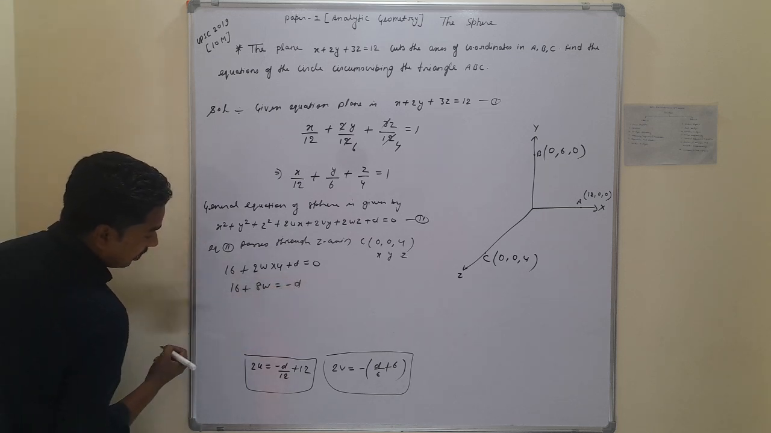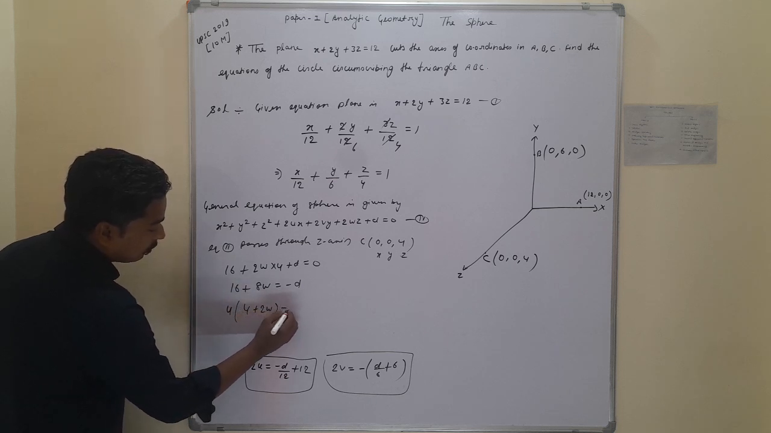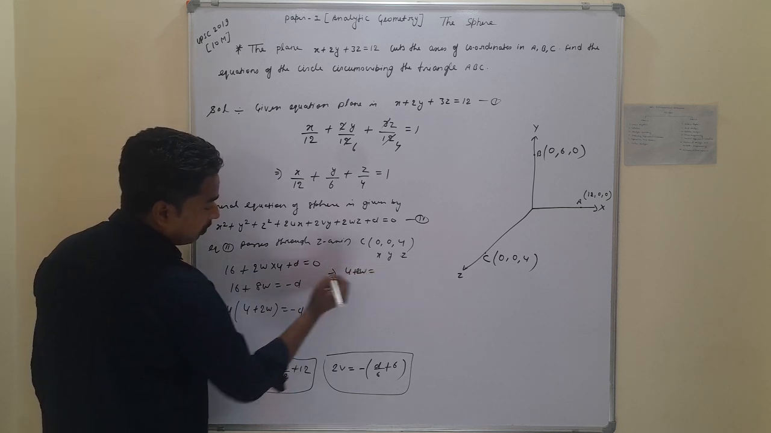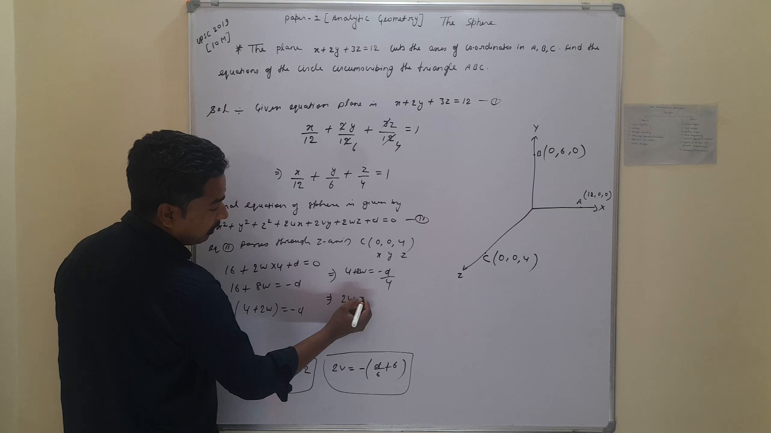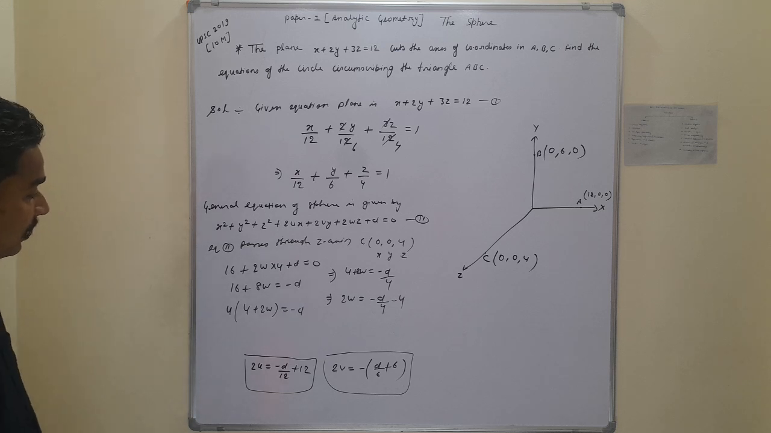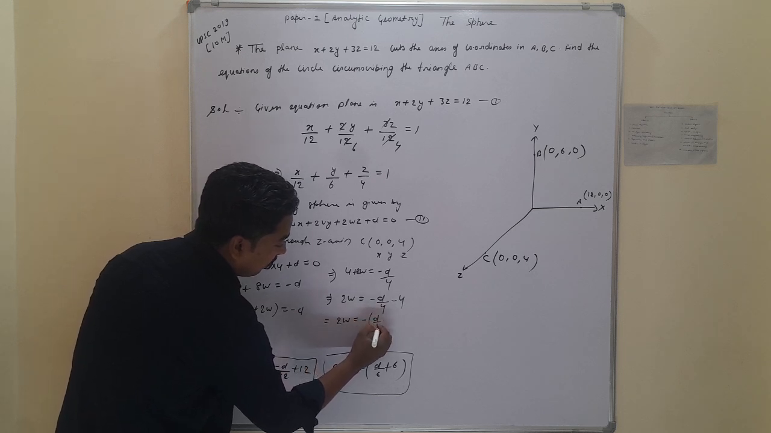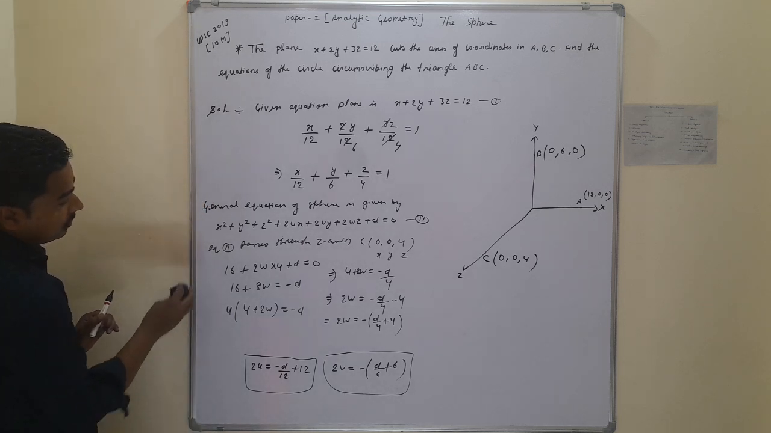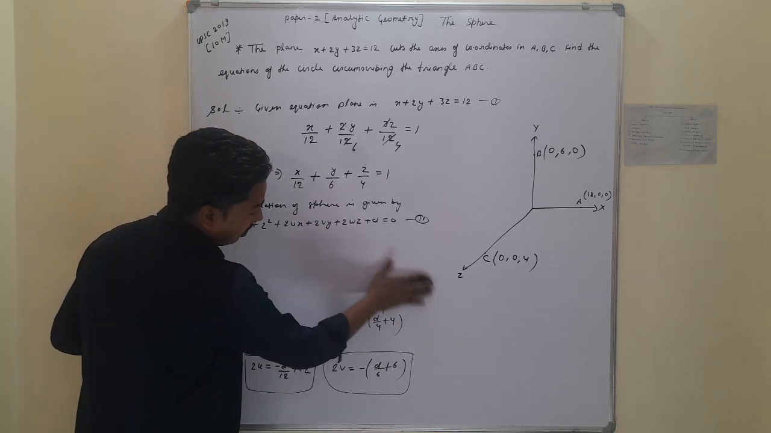Taking 4 common, we get 4 plus 2w is equal to minus d upon 4, and we get the value of 2w is equal to minus d by 4 minus 4. Similarly, taking minus common, 2w is equal to minus (d by 4 plus 4). This is the value of 2w.